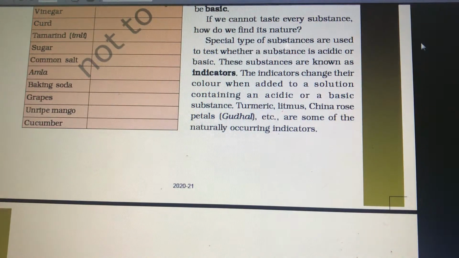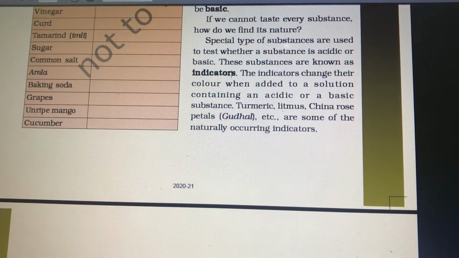So we have certain substances in our chemistry lab. They are known as indicators. Indicators are substances which change their color when they are added to a solution containing an acid or a base. Now here we talk about two types of indicators: natural indicators and chemical indicators. Natural indicators are like turmeric, litmus, china rose. These are around us and can be easily used.